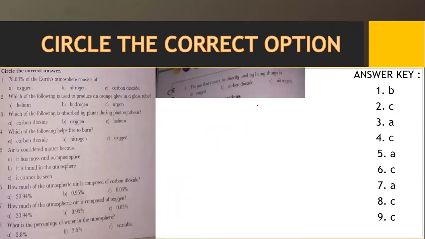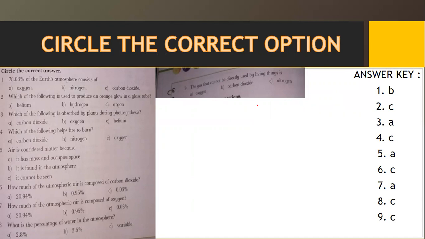Circle the correct answer. Number 1. 78.08% of the Earth's atmosphere consists of oxygen, nitrogen or carbon dioxide. Nitrogen. B option is the correct one. Number 2. Which of the following is used to produce an orange glow in a glass tube? Helium, hydrogen, argon. C option is the correct one. Third is which of the following is absorbed by plants during photosynthesis? Carbon dioxide, oxygen, or helium? Carbon dioxide is the correct option.